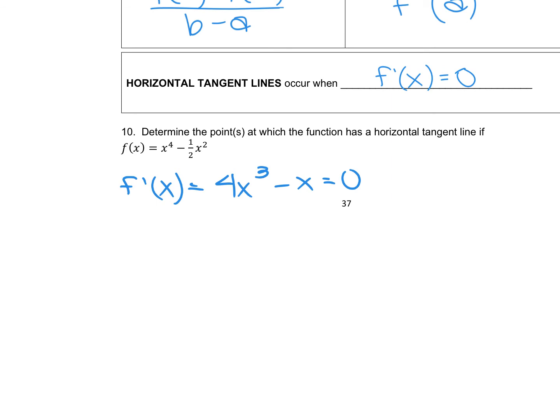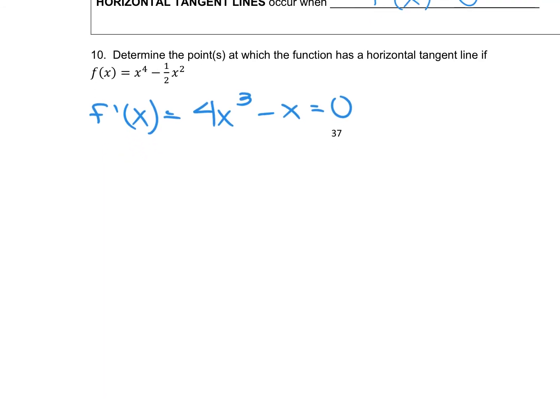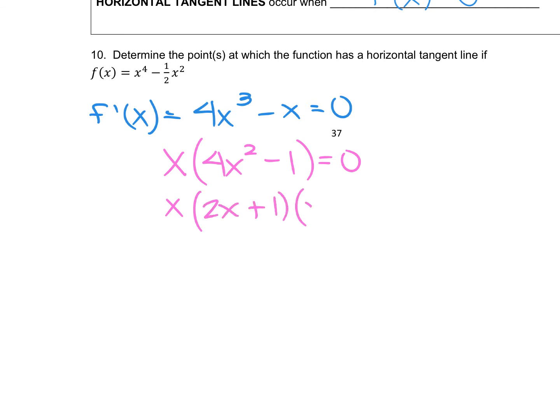How am I going to solve that? Sure, factoring. Look, factoring came back to us. What can I factor out of that? An x. I'm going to take an x out, and I'm going to be left with what? 4x squared minus 1. Does that keep factoring? Sure does. Look, factoring never goes away. 2x minus 1 times 2x plus 1. So that means, how many places do I have that we have a horizontal tangent line? We have 3, and those are what x values? 0, and then plus or minus 1 half.